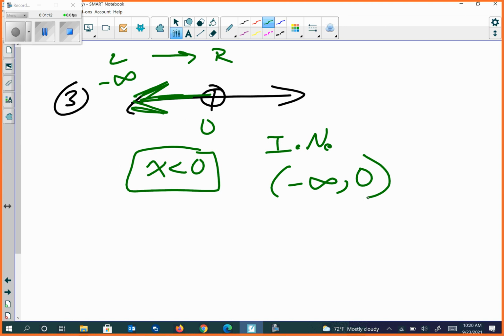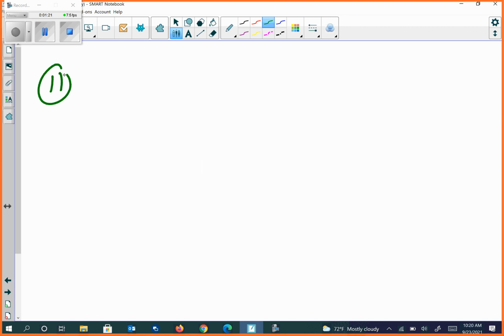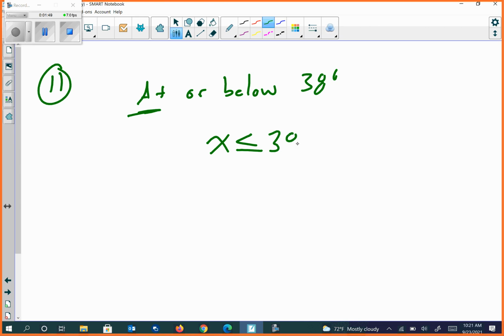Yes? 11. Okay. So number 11 says the temperature in a refrigerated truck must be kept at or below. At or below. So it has the word at or below 38 degrees. Okay? Because it says at, that means we include the endpoint. So define a variable, so x, write the inequality at or below 38 degrees. Okay, so that's our inequality. And then write it as interval notation.